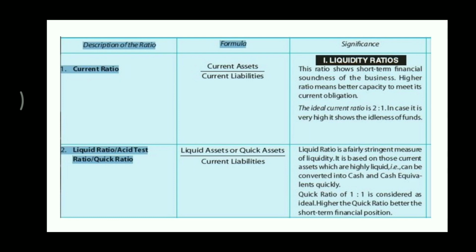Current ratio is a ratio between current assets and current liabilities. And why is it calculated? To know the short-term financial soundness of the business, how quickly a firm can meet its short-term obligations. You have to keep in mind that the ideal current ratio is 2:1.